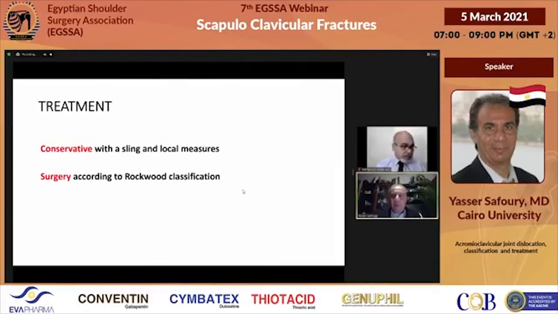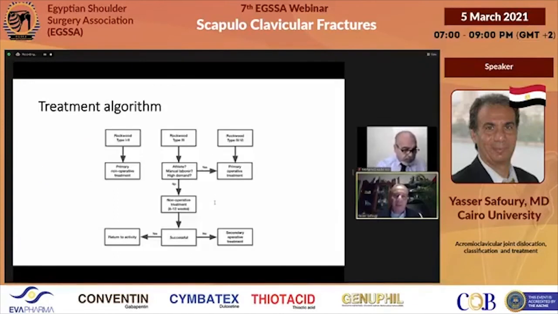Conservative in types 1 and 2, and this is by sling and local measures. For surgery, we follow the Rockwood classification for the types of dislocations and the type of treatment. So there's an algorithm of treatment: types 1 and 2 are primarily non-operative, by conservative treatment. Types 4, 5, and 6 are for operative treatment directly.